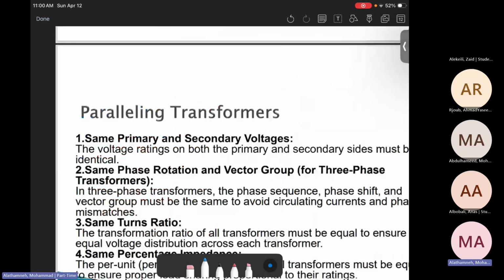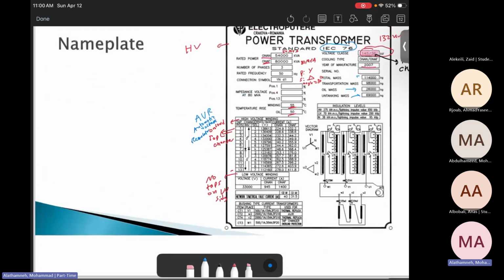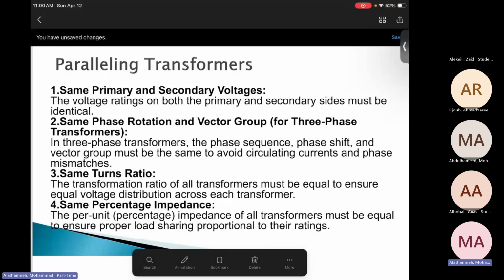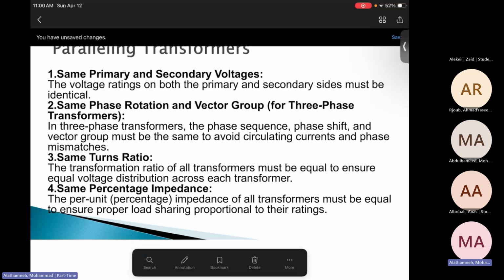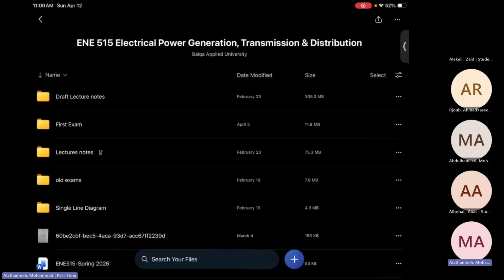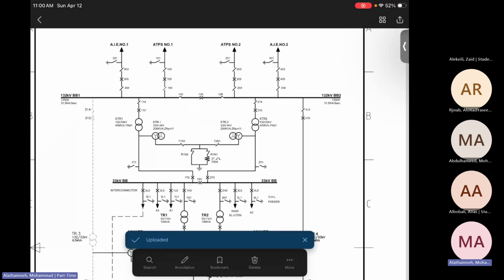All right. Now, let's talk about parallel transformers. What's the point of parallel transformers? Let me see. All right, okay. Do you remember when we talked about switching? Here is the single line diagram.